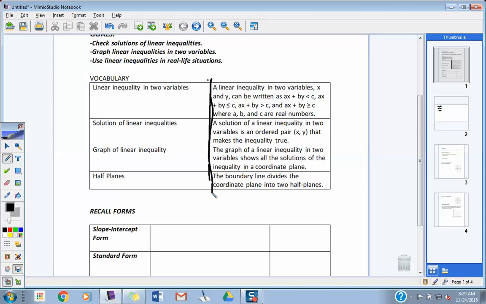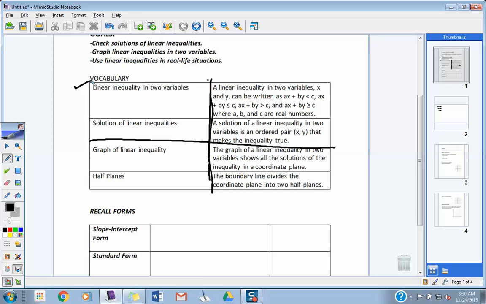I need a volunteer to read my definition of this first one right up here, linear inequality in two variables. How about a volunteer to read that? Go ahead, Maddie. A linear inequality in two variables, x and y, can be written as ax plus by is less than c, ax plus by is less than or equal to c, ax plus by is greater than c, and ax plus by is greater than or equal to c, where a, b, and c are real numbers.